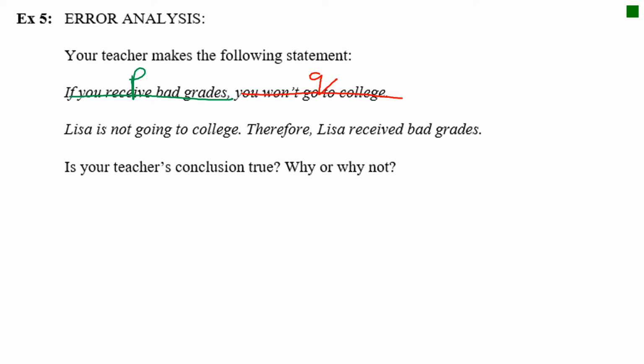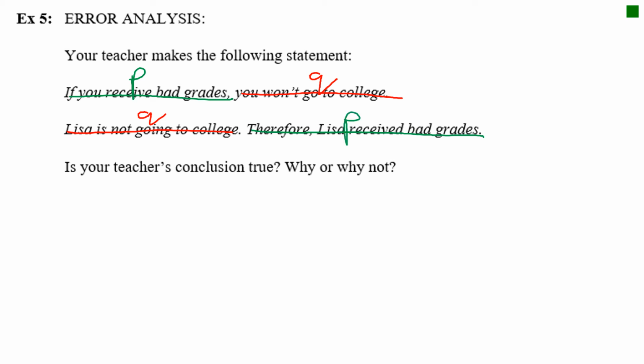Okay, the next sentence says Lisa is not going to college. So this sounds a lot like our Q from before. The only difference is that before it was more general. I'm saying no one's going to go to college. Now I'm specifically saying that Lisa's not the one going to college. So the next sentence, therefore Lisa received bad grades. That sounds a lot like our hypothesis from before. So it's our P.